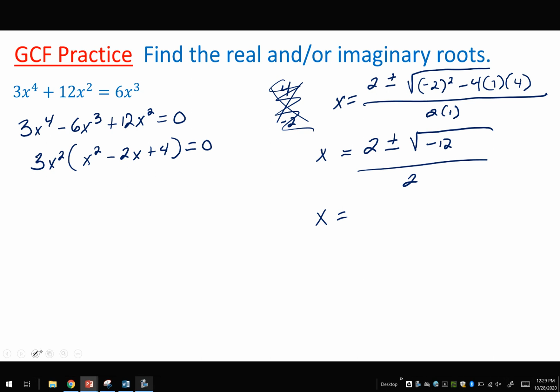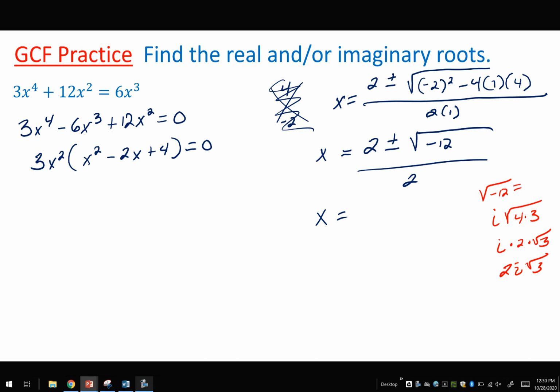Square root of negative 12. How can I write that in simplest form? There's a negative, so I know I can bring an i out. Can I write 12 as a product of two numbers with one being a perfect square? 4 and 3. So 4 times 3. So this is i times 2 times square root of 3. So 2i root 3 would be the square root of negative 12.